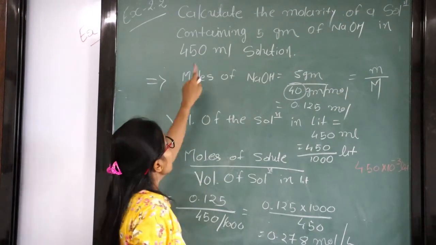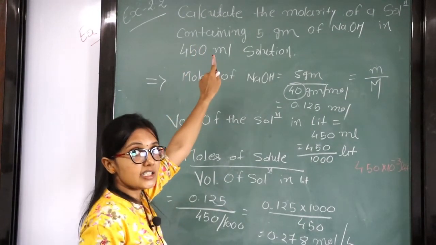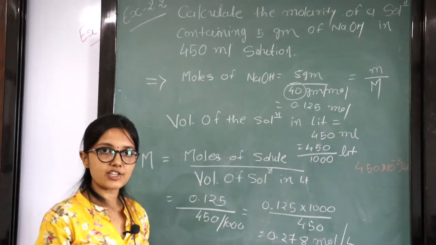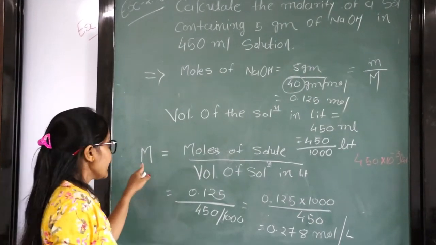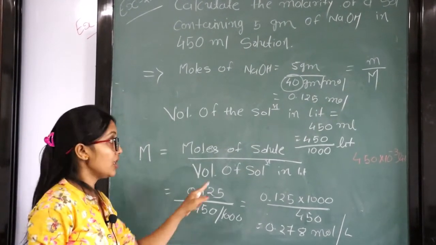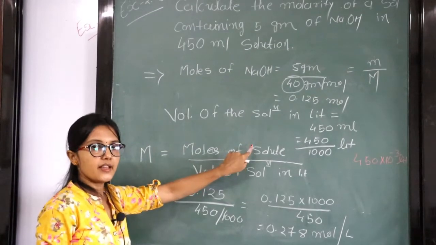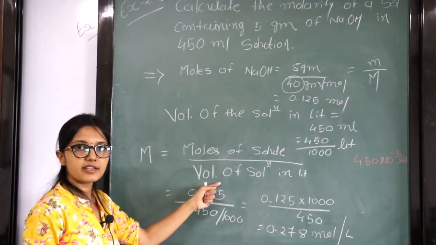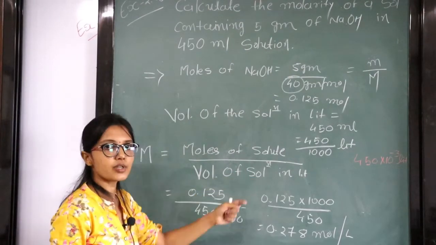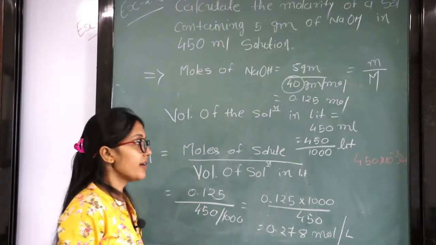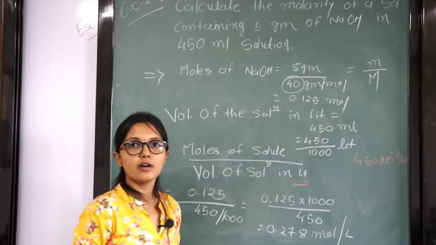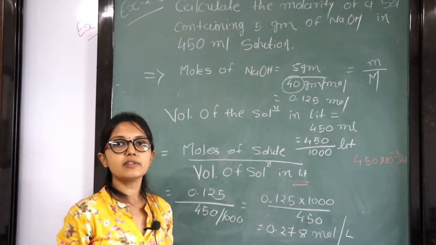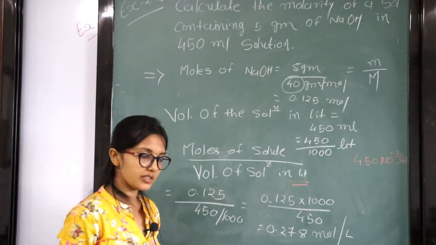The second thing is the formula used, molarity. I already explained the molarity formula in my previous lecture. Molarity is equal to moles of solute divided by volume of solution in liter. The solute here is sodium hydroxide, so we use the moles of sodium hydroxide. The solution volume is present, but it must be in liter, so the ml unit must be converted into liter.